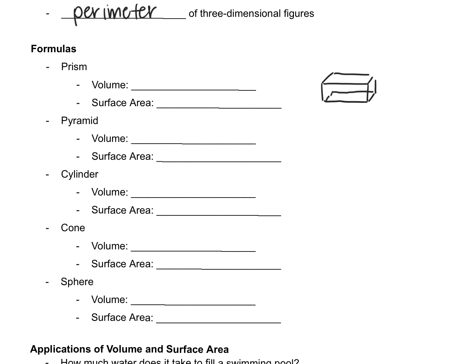So for the volume of a prism, the way that you find it is you do the area of the base times the height. So in this case, B doesn't just mean base, B means area of the base. So whatever your base figure is, you find its area using the formulas that we discussed in section 1.